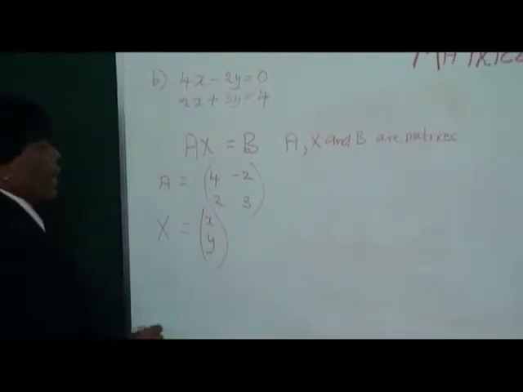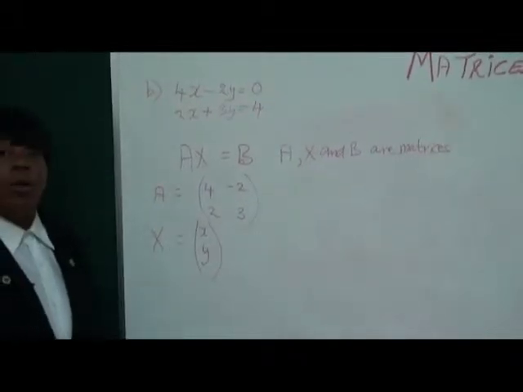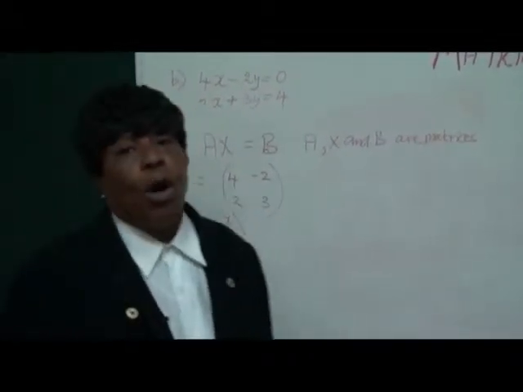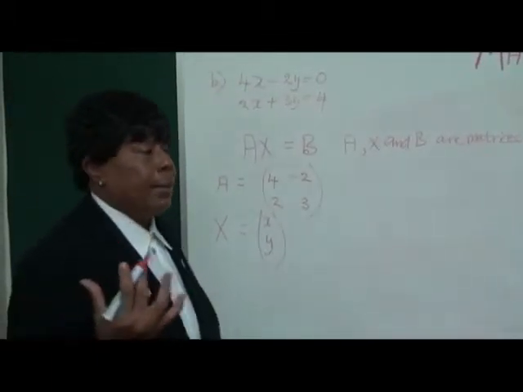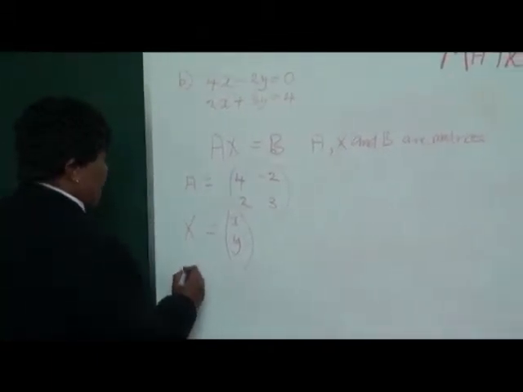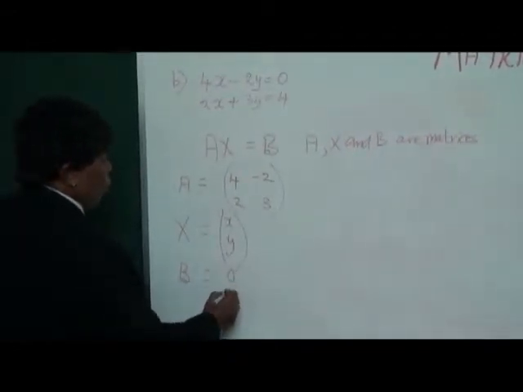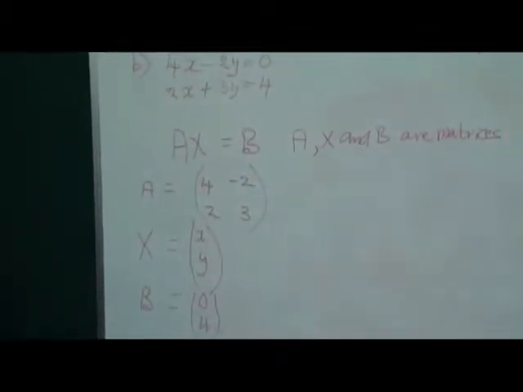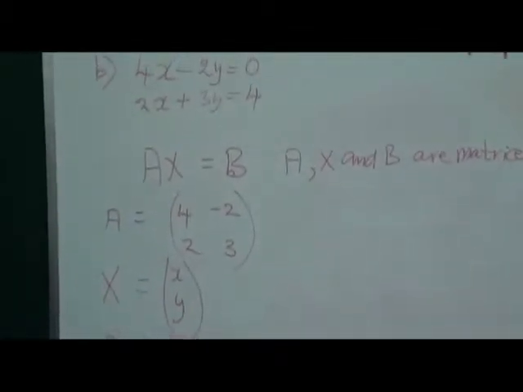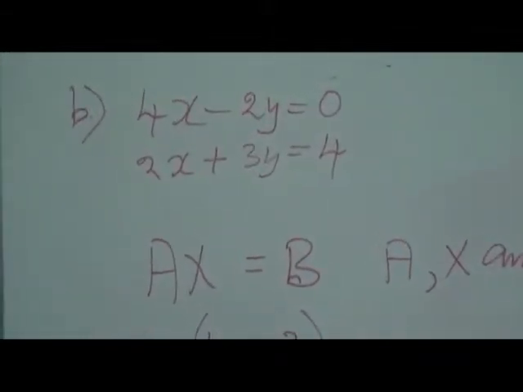Okay, that's our x. And our b would stand for our constant terms, or for our numbers after the equal sign. So b, the third matrix, would be equal to 0, 4, and this too is written as a column matrix. Do we remember that? That's our very first step.